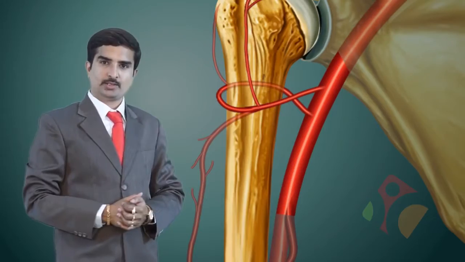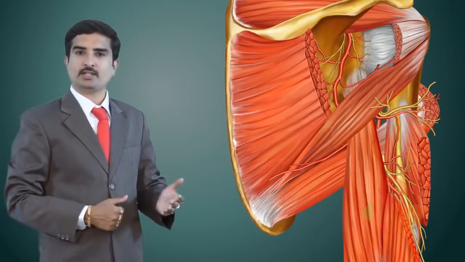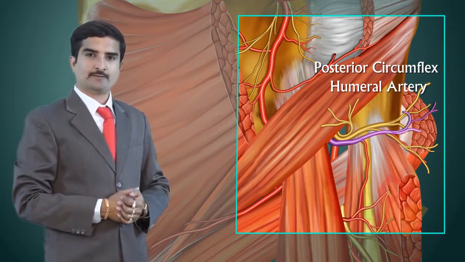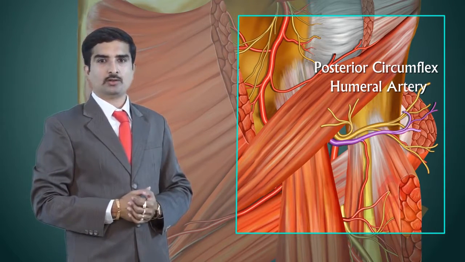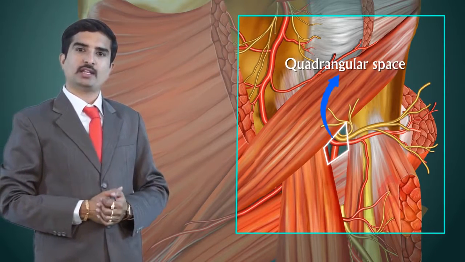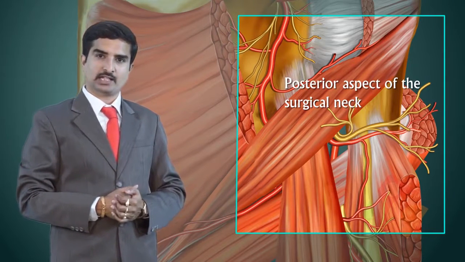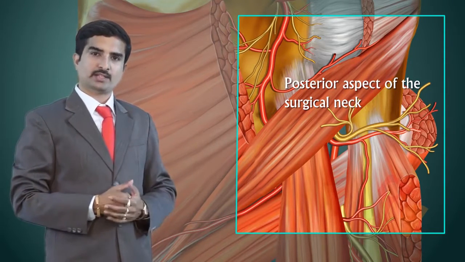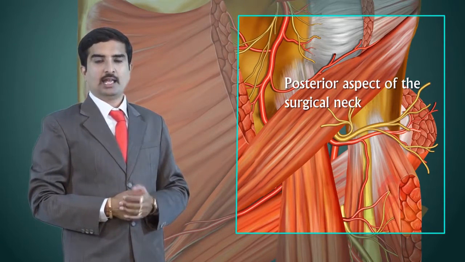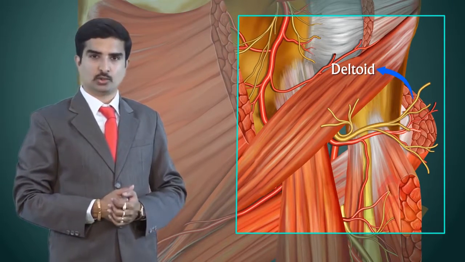At last, we are going to discuss the third branch of the third part of the axillary artery, which is the posterior circumflex humeral artery. This posterior circumflex humeral artery passes along with the axillary nerve through the quadrangular space to reach the posterior aspect of the surgical neck, where it crosses the posterior aspect by winding around the surgical neck and finally anastomoses with the anterior circumflex humeral artery. And here it gives off a branch to supply the deltoid as well as the shoulder joint.